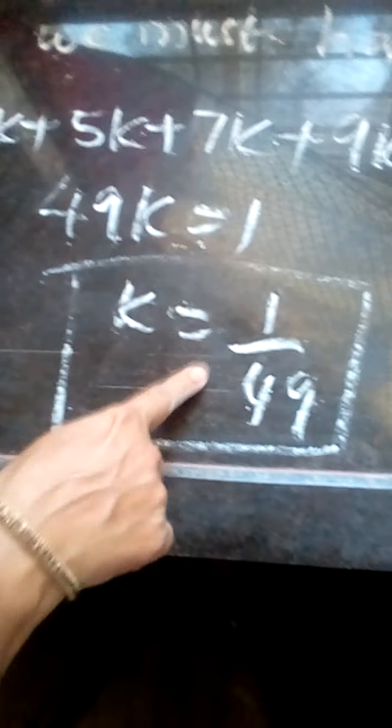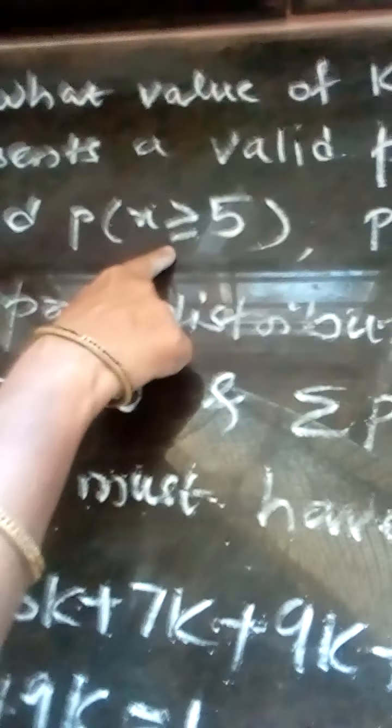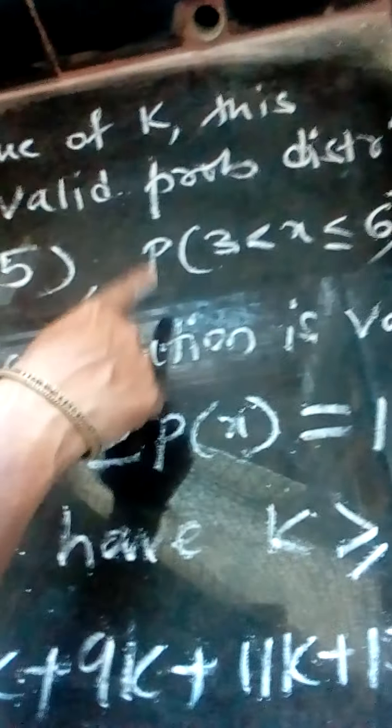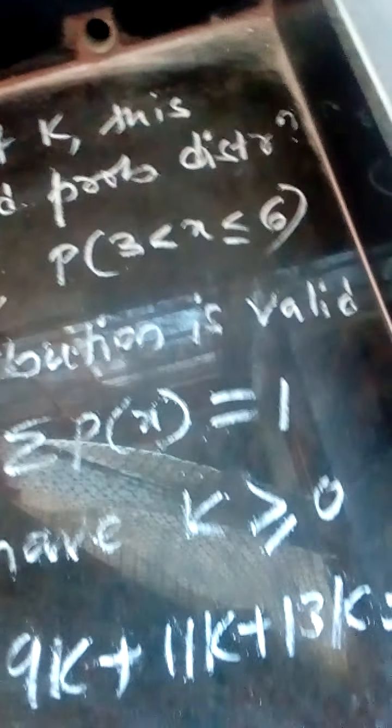So when we add all these values we get 49k equal to 1. So k equal to 1 upon 49. So we found the value of k. This is the first question. Then we have to find the values of probability of x greater than or equal to 5 and probability of x lying between 3 and 6.